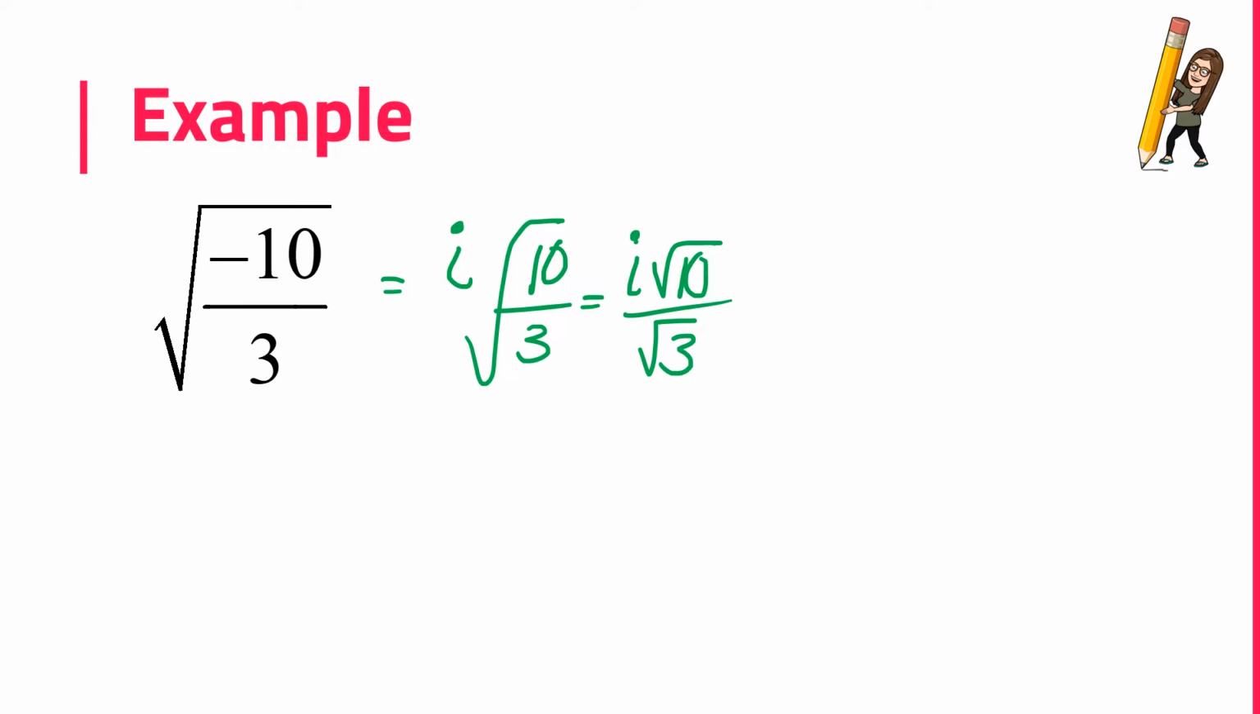We can't have pi in a denominator. We can't have a square root in the denominator. So to get rid of that, we multiply the numerator and the denominator by the denominator.